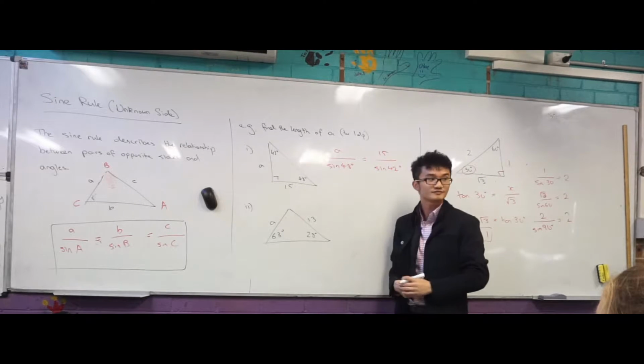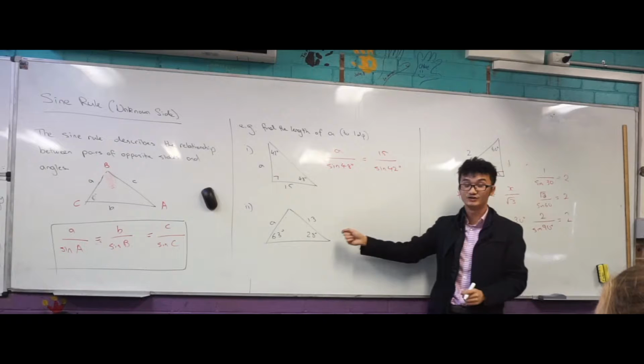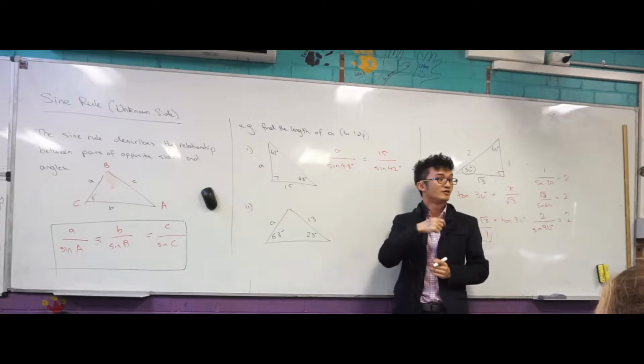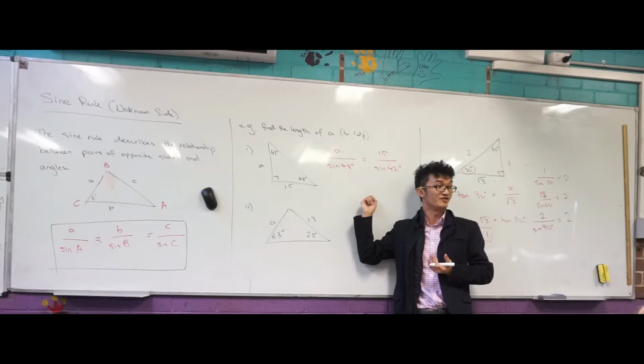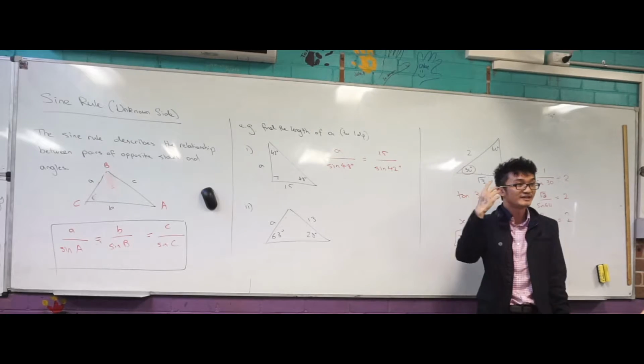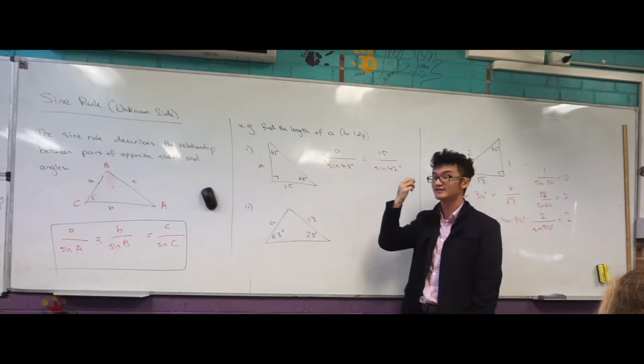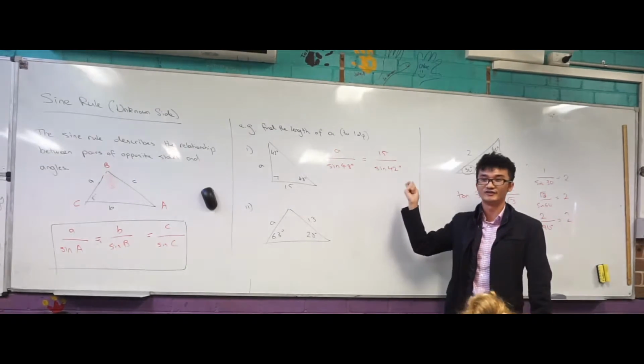So why can't we just do the other one? We can, but we can't use it for the non-right angle triangles. I'm just showing you that it actually works for both of them. Again, think about this. The goal is to always find the unknown value here.